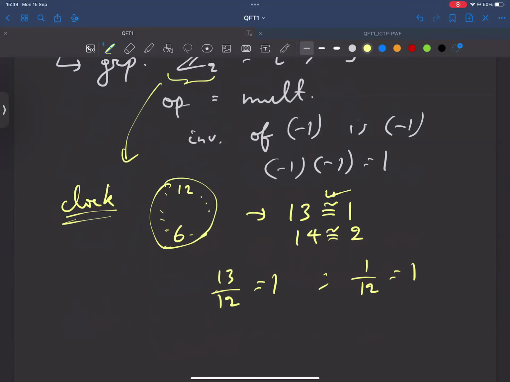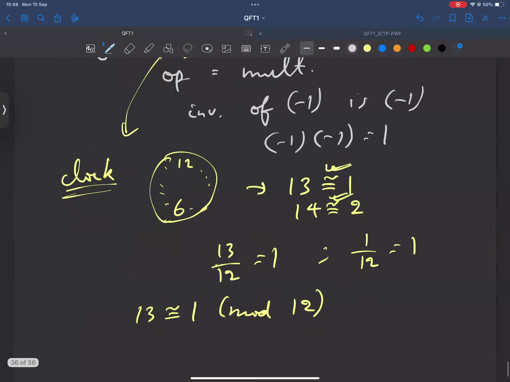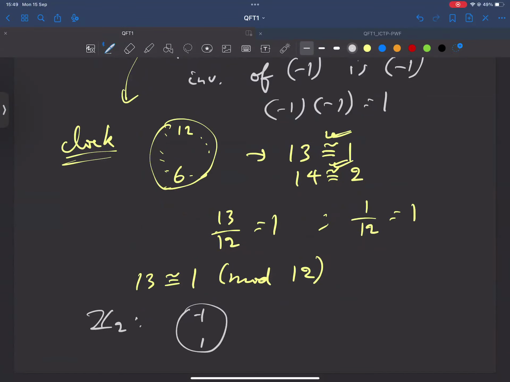This identity essentially says that the remainders are the same. So the right way to say this is 13 is equivalent to 1 mod 12. The mod operation does this. So the Z2 that we talked about is essentially a clock with two entries, -1 and 1, and quantities which are equal mod 2 are the same. So that's why 3 will be the same as 1, 4 the same as 2, and so on. So that's the notation for the reason why we said Z2.